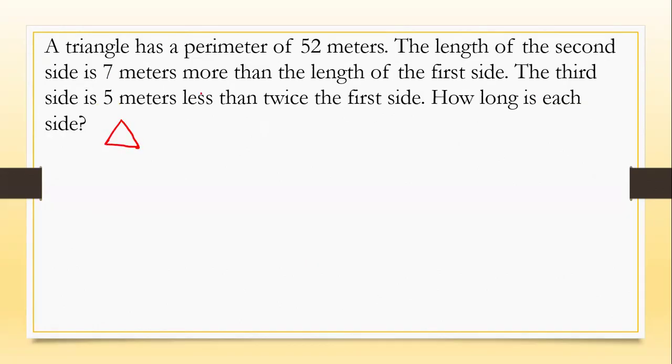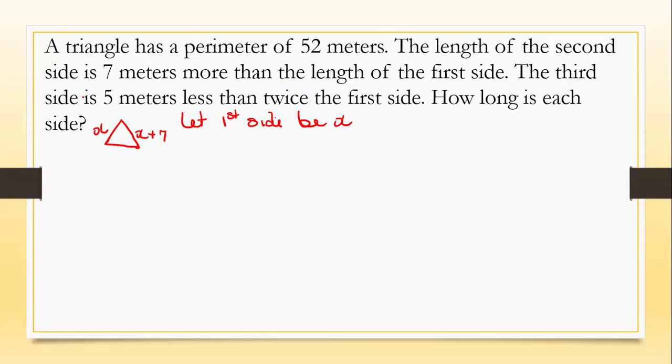Now, it says the length of the second side is in terms of the first side, the third side is also in terms of the first side. So let's let the first side be x. So we have x. And then it says that the length of the second side is 7 meters more than the length of the first side. So 7 meters more, that'll be x plus 7.